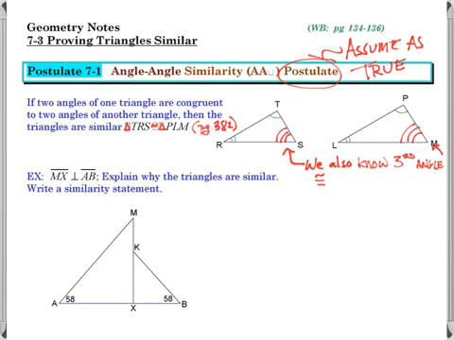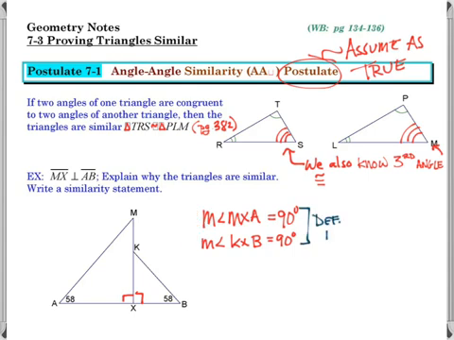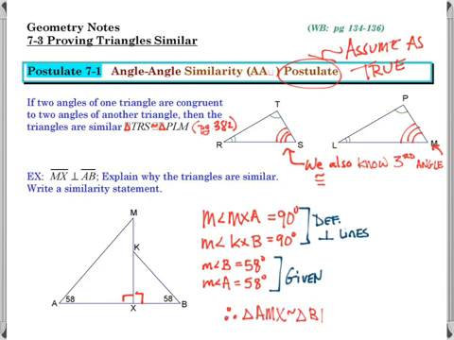So if we look down below, we have an example. We've been given some perpendicularity statements. So these are perpendicular, which means they're 90-degree angles. And we're also given that they each have a 58-degree angle. And so we can explain why the triangles are similar. The reason involves the postulate that we just talked about above. We have two angles in common, which means that from the angle similarity postulate, the triangles are similar. This means, therefore, triangle AMX is similar to triangle BKX.